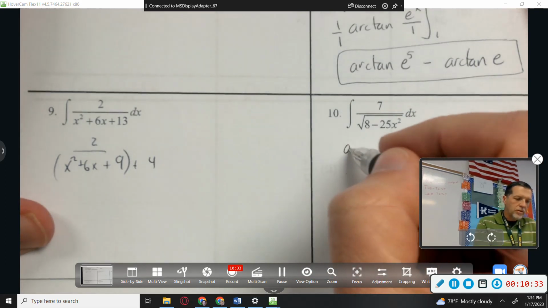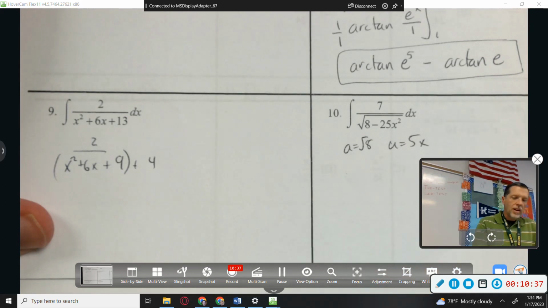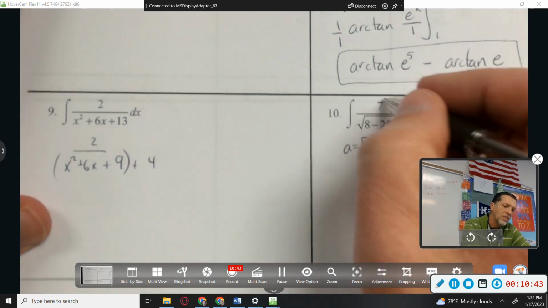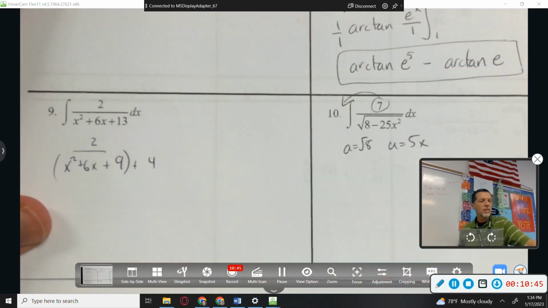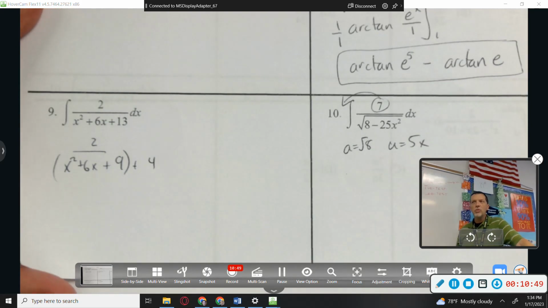So a would be square root of 8. And u would be 5x. And there'd be a whole lot of 5s and 7s and 8s that we'd have to fix. 7's an easy fix, though. That would just go out front. So I'm cruising over through those. I will happily stop and do one the rest of the way.